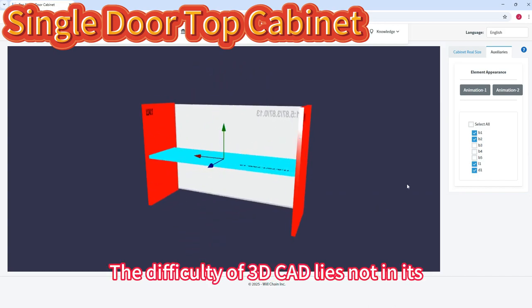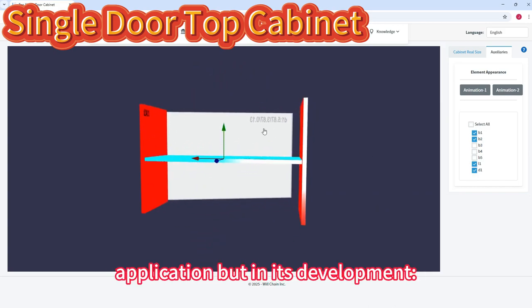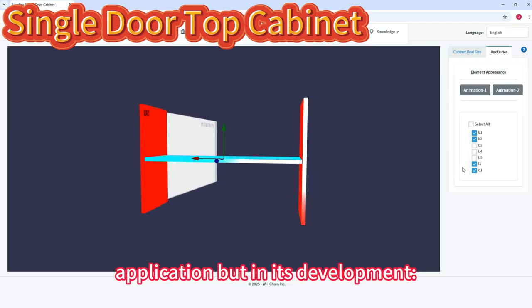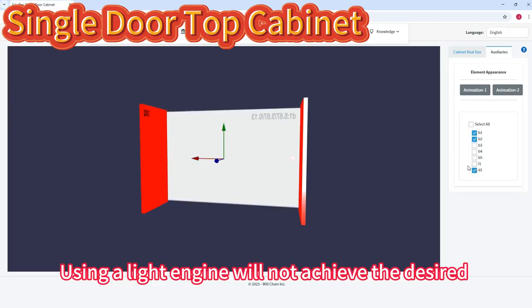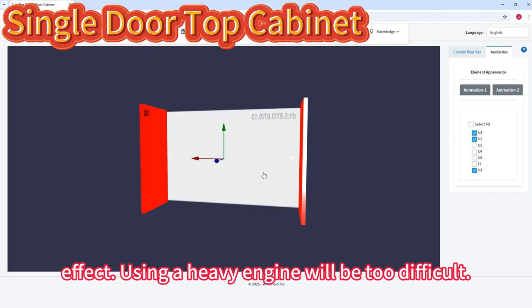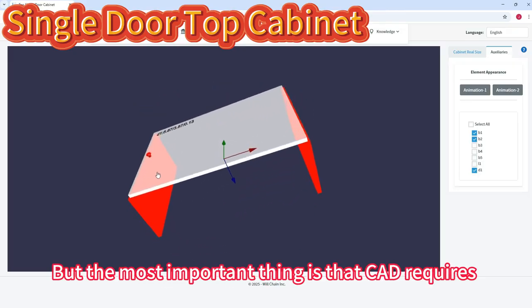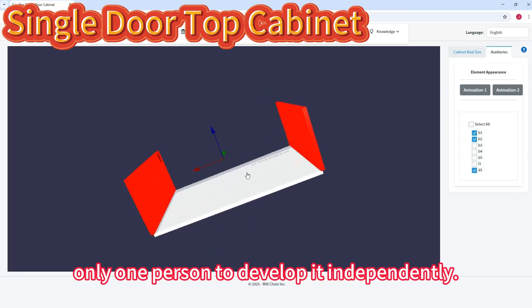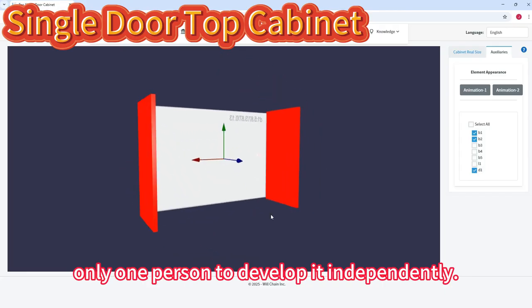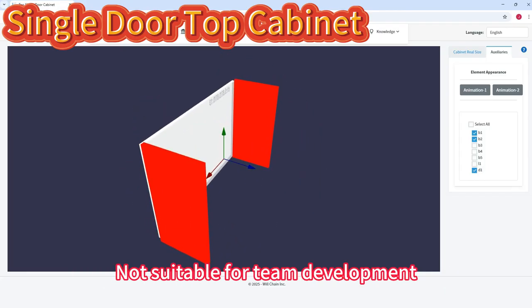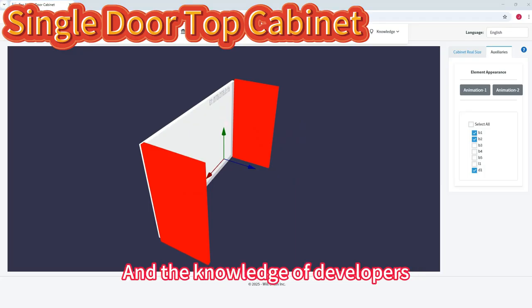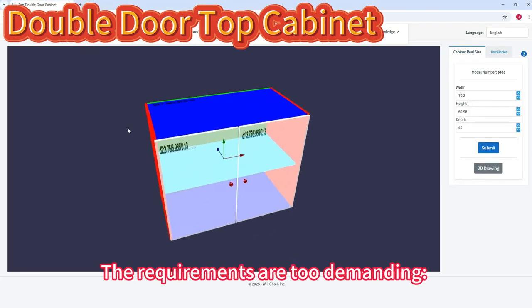The difficulty of 3D CAD lies not in its application but in its development. Using a light engine will not achieve the desired effect. Using a heavy engine will be too difficult. But the most important thing is that CAD requires only one person to develop it independently, not suitable for team development, and the requirements for the knowledge of developers are too demanding.